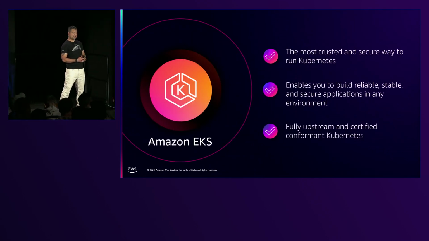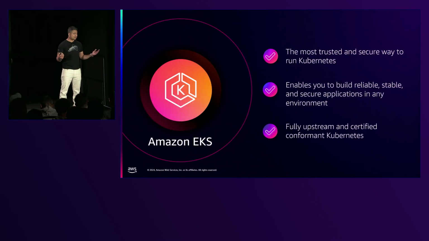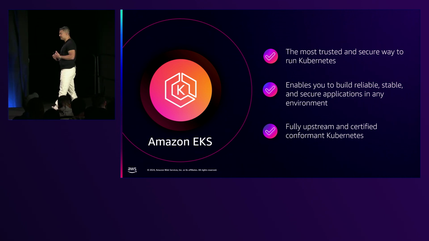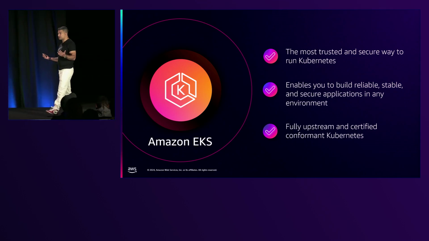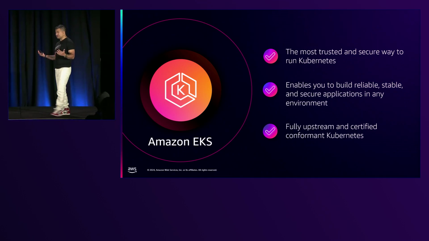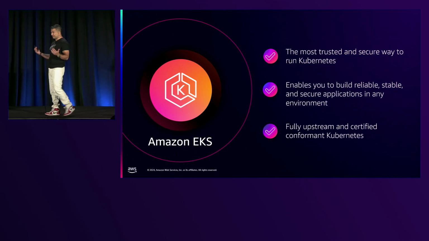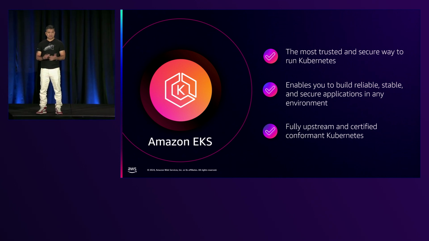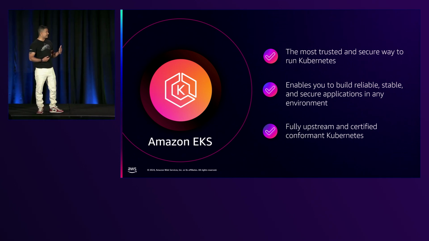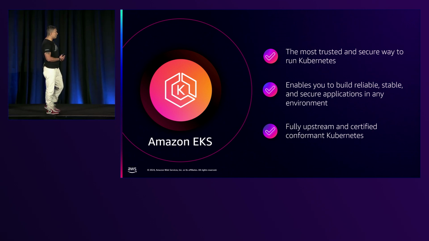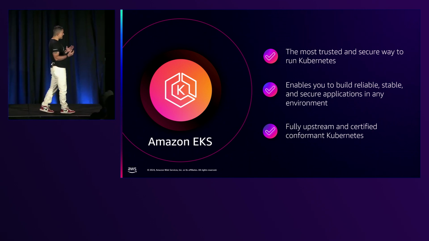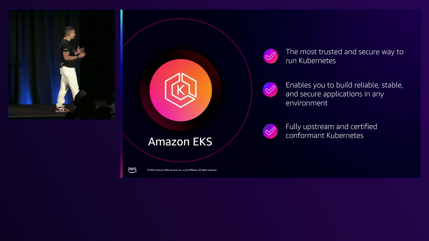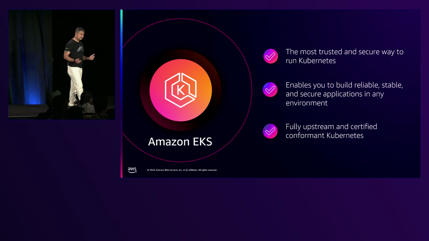So if we go back 6 years, we released Amazon EKS. Kubernetes is awesome. I've been working in Kubernetes for a long time. But our customers told us that self-managing the control plane is difficult. So that's why Amazon EKS was born. EKS is a stable and secure way to run Kubernetes, and we run fully upstream and certified conformant Kubernetes.